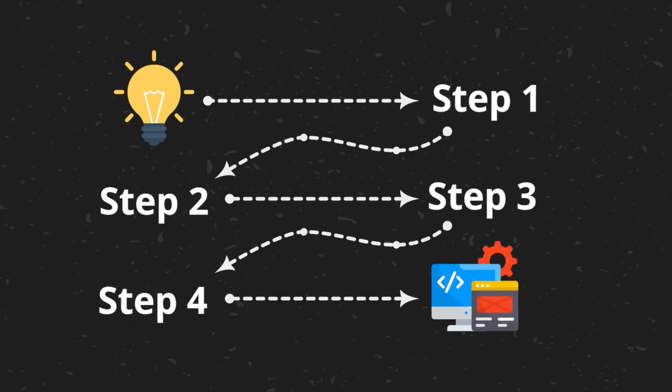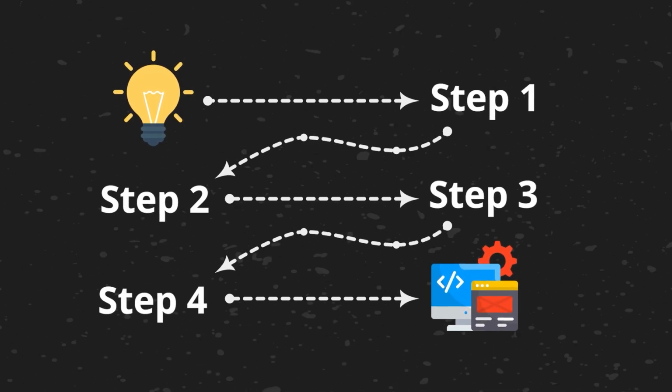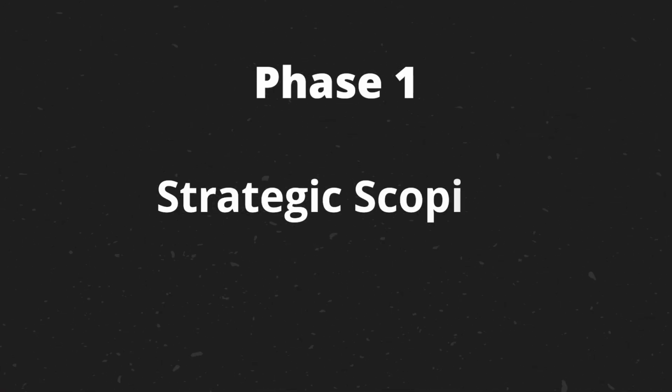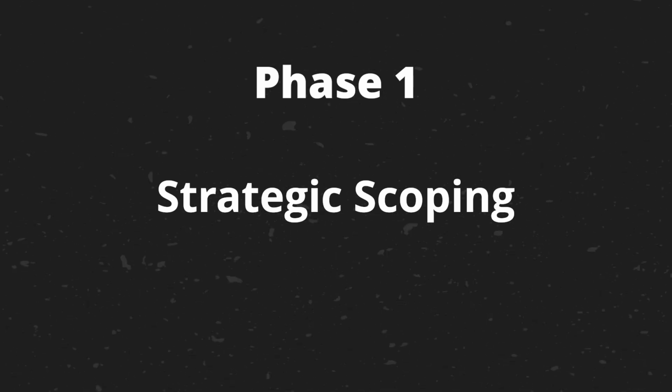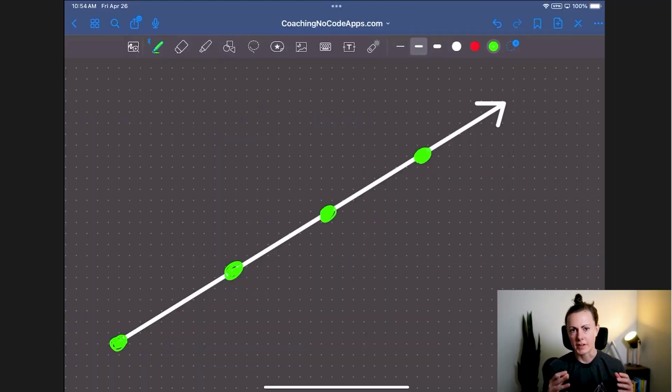So let's walk through a 4-stage process for going from idea to app. Assuming you already have your app idea in mind, the first thing we need to do is strategically scope out that idea into different development and launch phases. Now, the key word here is strategically, and here's how I want you to approach this.